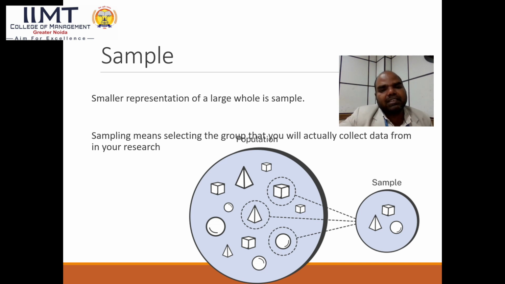So we discuss the sample. What is a sample? A sample is a smaller representation of a large whole. Here we present a photo which represents a sample. Sampling means selecting from the groups that you will actually collect data from in your research. Here the first big circle represents a population and the second circle represents a sample.